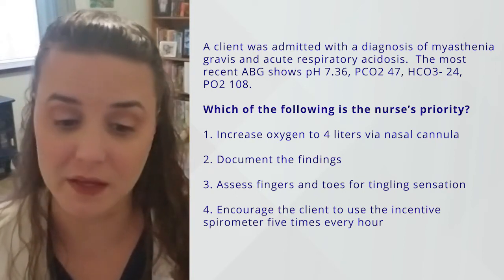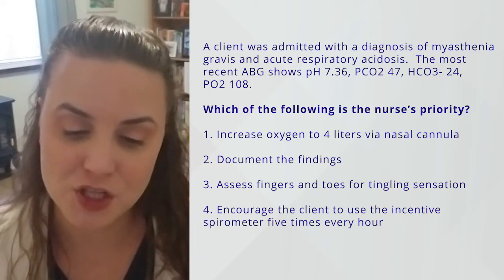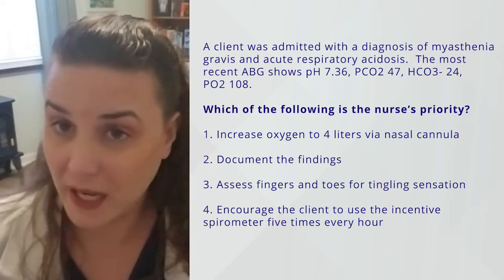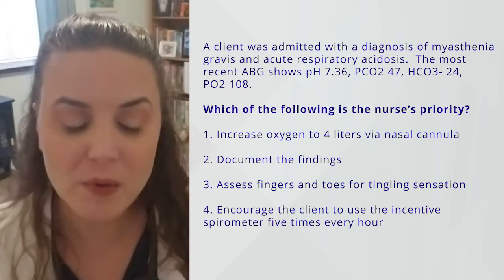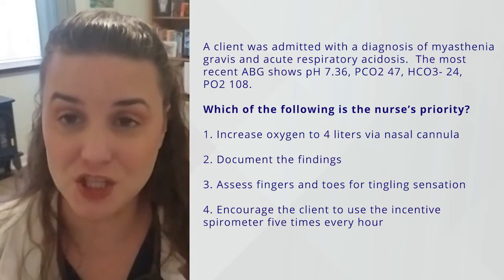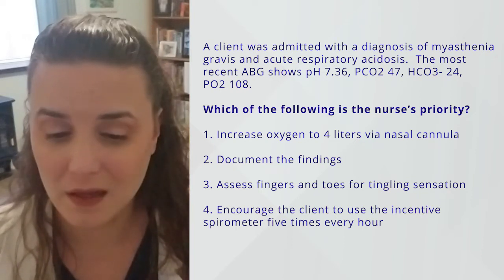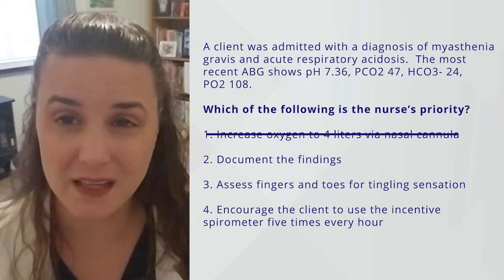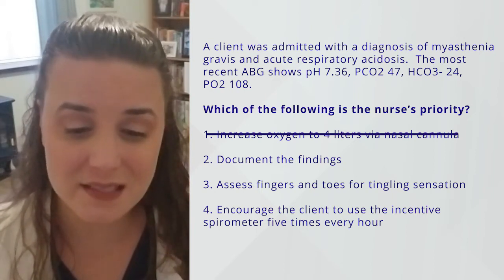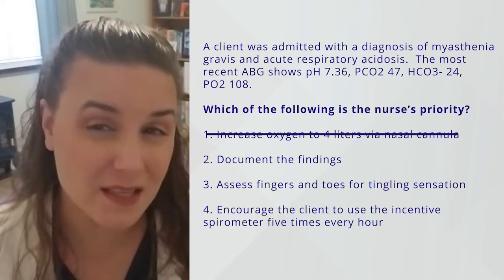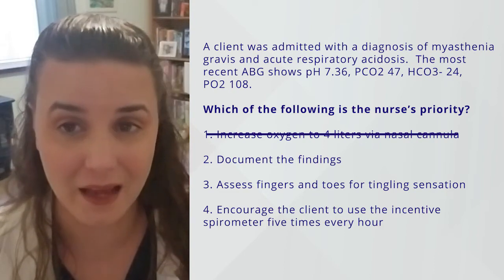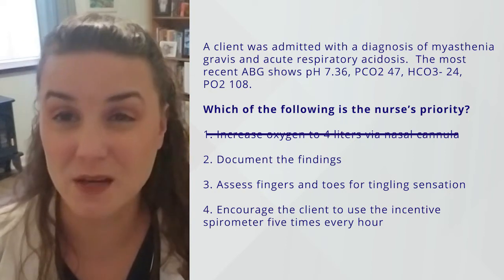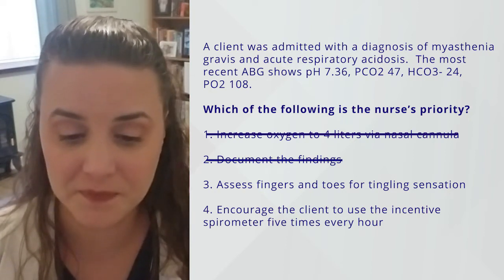Okay, let's think about these. Increase the oxygen to 4 liters via nasal cannula. Well, that would increase oxygenation, but we already know that our patient is hyperoxygenated. Their PO2 is 108. So we can eliminate number 1. Document the findings. Well, this still is not normal because the PCO2 is still high. So I can't document it yet.